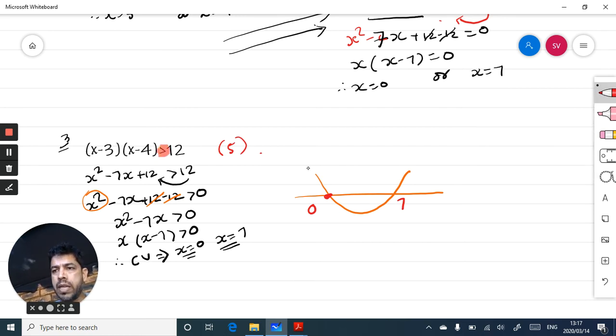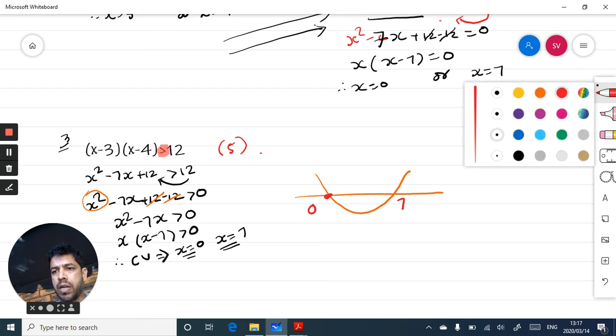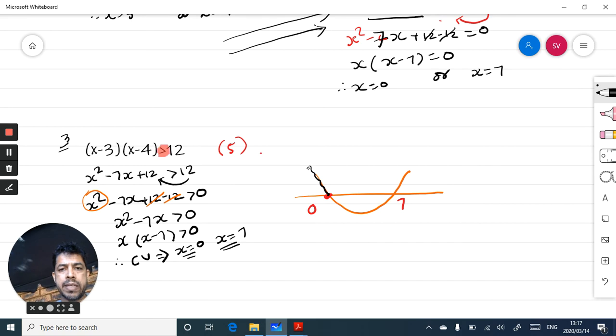Greater than 0 indicates that my graph is in three parts. One is above the x-axis to the left of 0, one is above the x-axis after 7, and the one which is between 0 and 7, this region. So this region is below the x-axis, my y values are negative. Above the x-axis, my y values are positive. So my y values are positive for this part of the graph, after 0 to the left-hand side.